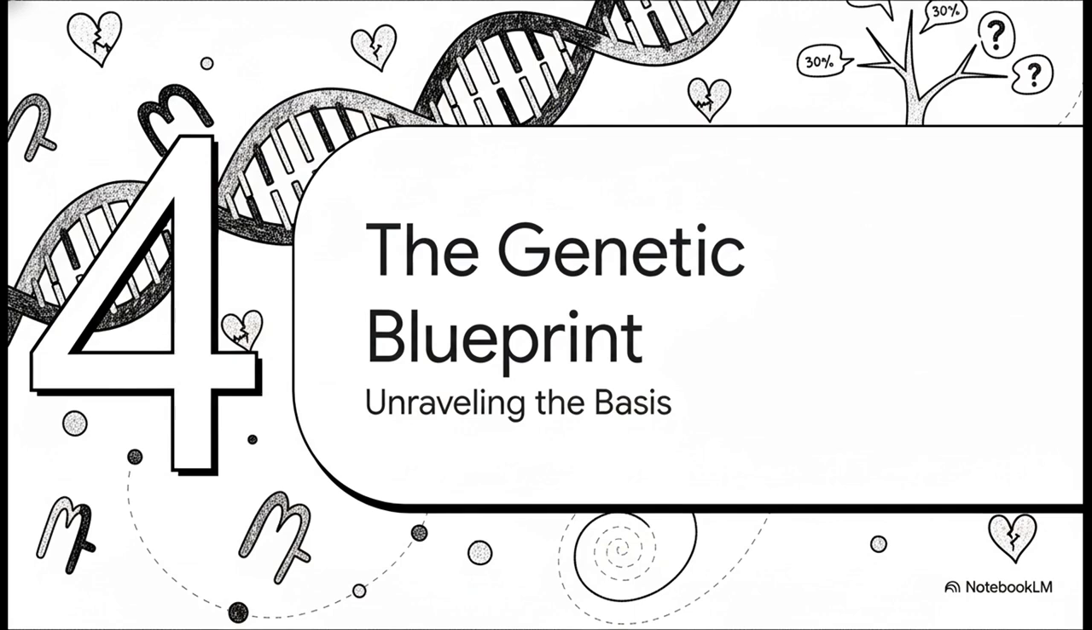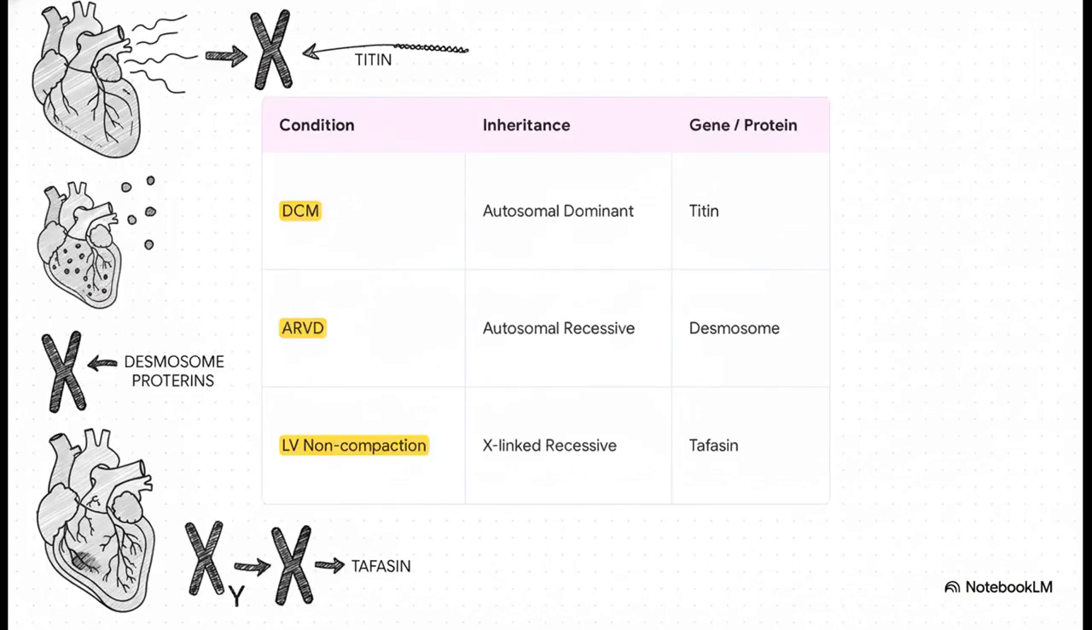We now believe that at least 30% of these idiopathic cases, meaning cases without a clear cause, are actually familial. And honestly, that number is probably going to get even bigger as we get better at genetic testing. Now, this table summarizes the high-yield genetic links you really need to know. For DCM, the most common culprit by far is a mutation in the titin gene.